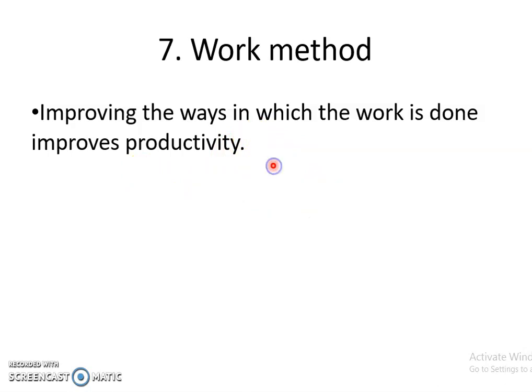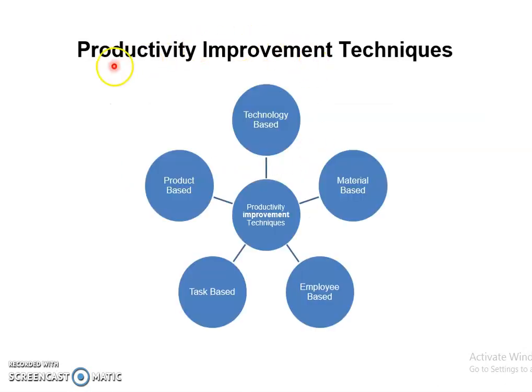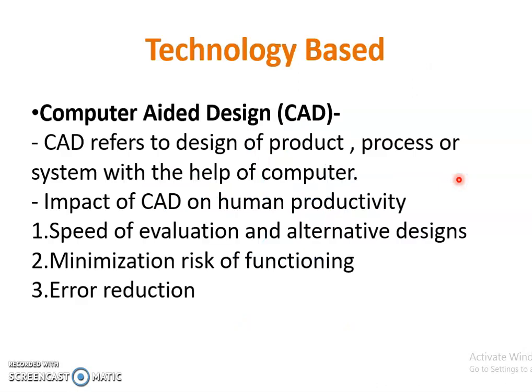Now let us move towards the productivity improvement techniques. So if we want to improve the productivity, what are the techniques available there? In previous slides we discussed what are the factors that affect the productivity. Now let us here discuss the various productivity improvement techniques. These are product based, technology based, material based, employee based and task based. So let us discuss one by one.